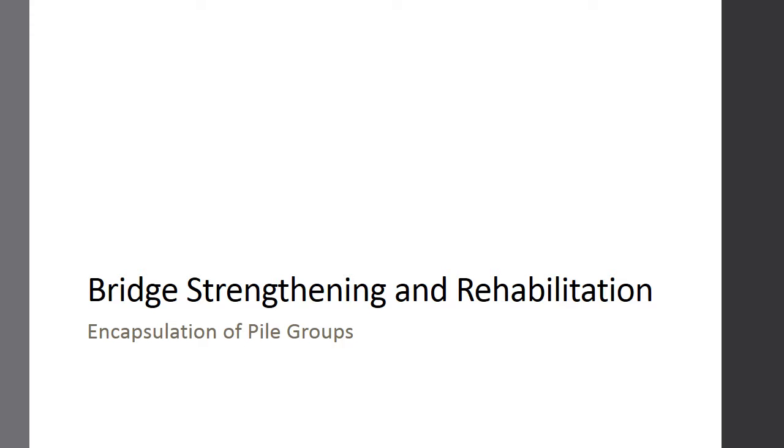Occasionally, multiple piles within a group, whether it be in a pier or abutment group, require repair. Collectively, these deteriorated piles can decrease the pile group's strength below that of a safe carrying capacity. One method to bolster the entire group is to encapsulate the group in reinforced concrete. The following slides provide the steps necessary to complete this method.